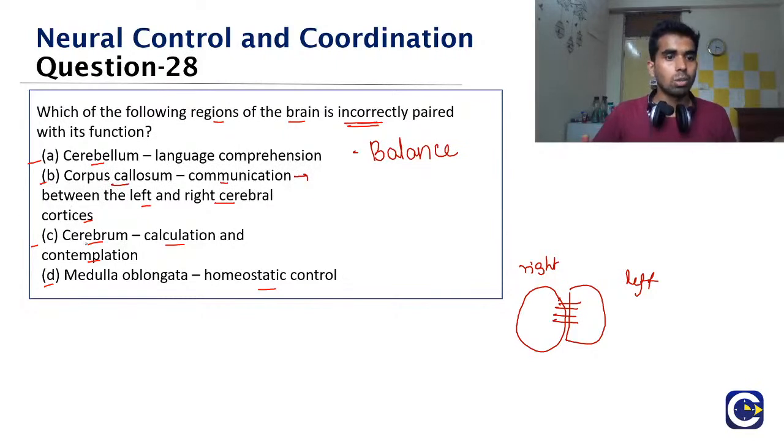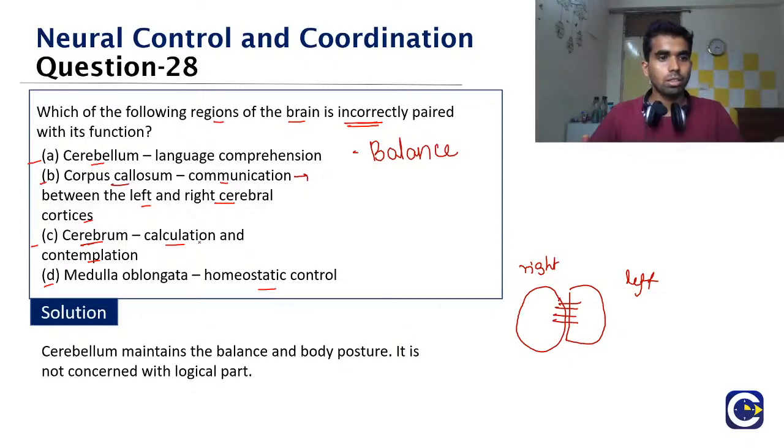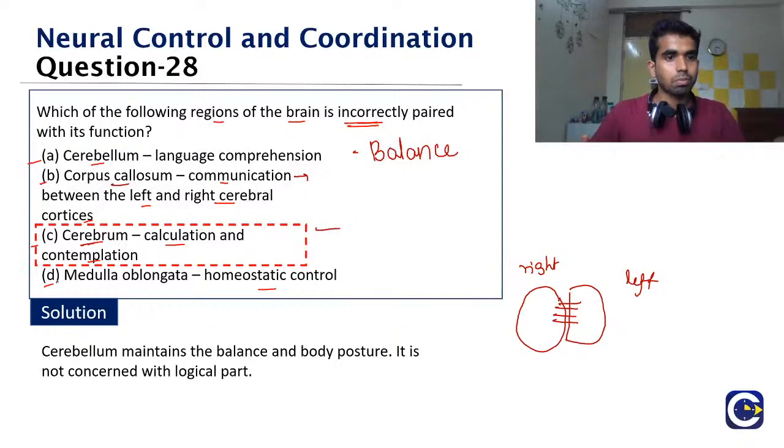Okay. Now coming to the cerebrum. The question asks which is incorrectly matched. Cerebrum, yes, it is responsible for calculation and contemplation. And option D is medulla oblongata. It is responsible for homeostatic control. So yes, you all are correct.